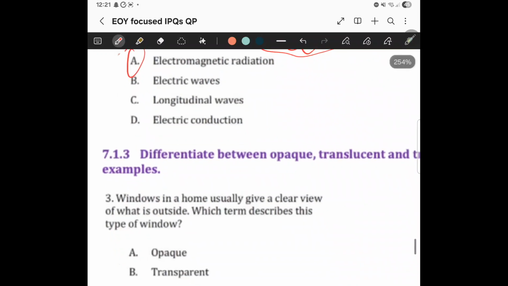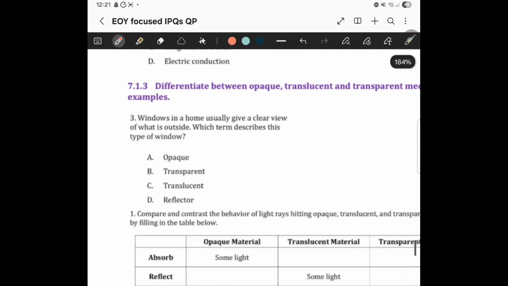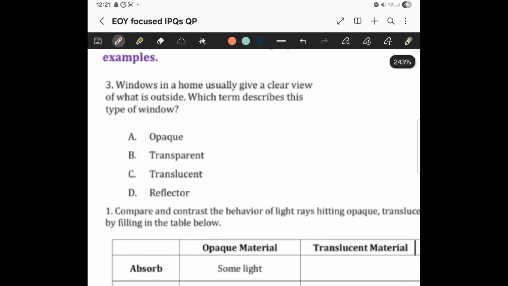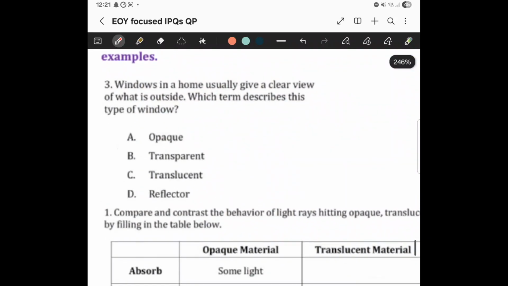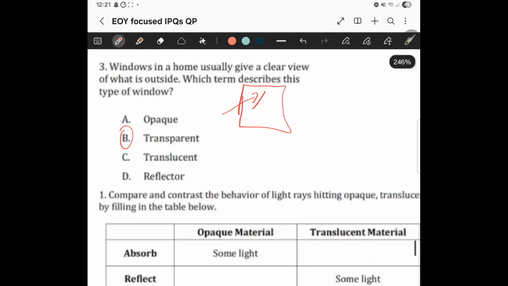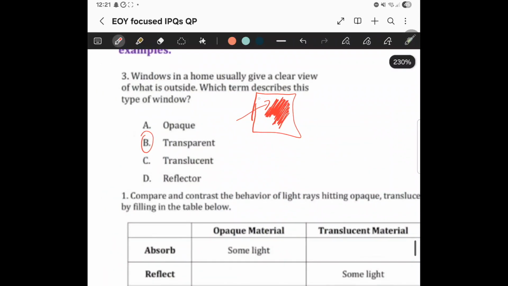So electromagnetic radiation. Difference between opaque, translucent, and transparent. Okay, we're reaching the end, I think. Windows at home give a clear view of outside, and what do we call that type of window? If you want to be able to see through the window, of course it's going to be transparent. If you want to see a little bit, like frosted glass or privacy windows, something that blocks some of the light, we can call that translucent. Opaque is when it's like a wall, a solid wall.